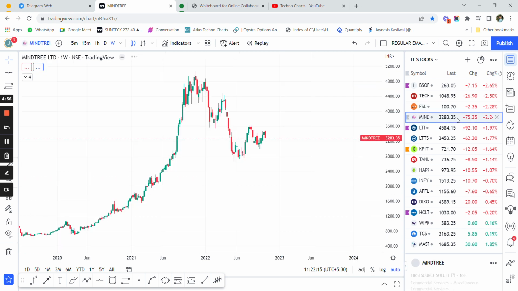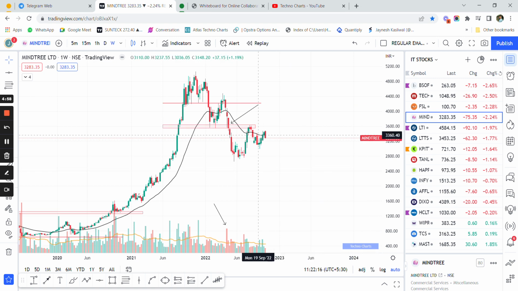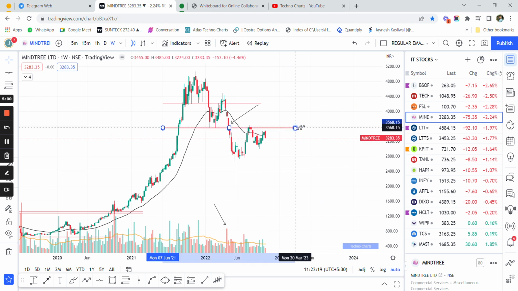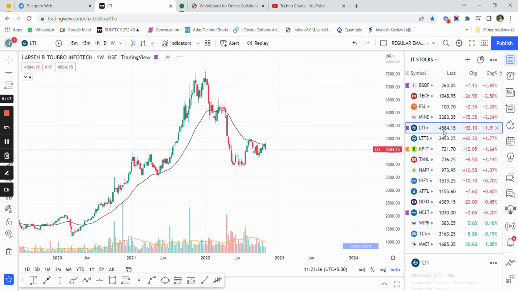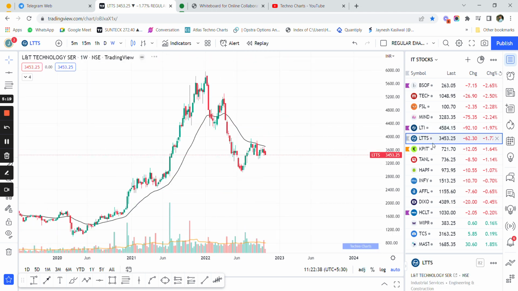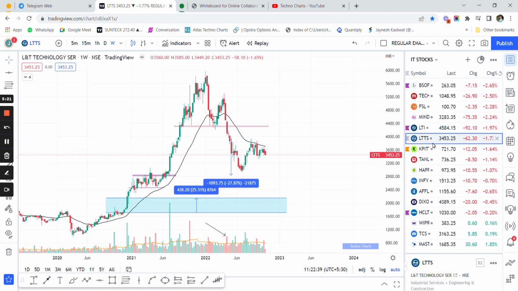IT index, right? So if you look at the chart of MINDTREE here, I can clearly see that MINDTREE has a resistance at around 3577 rupees, 3580 basically. Now above 3580 rupees, I think the stock can enter into a bullish mode, but overall if you see, it is still in a sideways zone. LTI and LTTS both have approximately similar structure, and the view is almost the same.